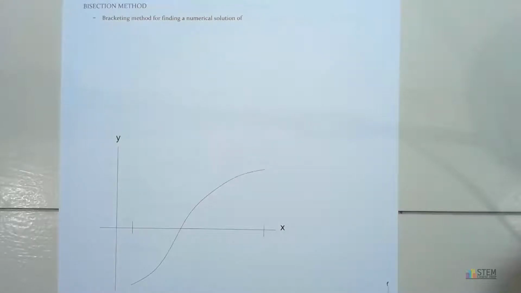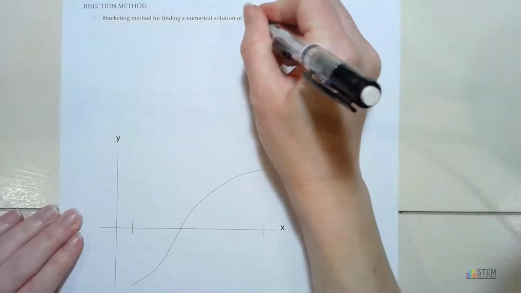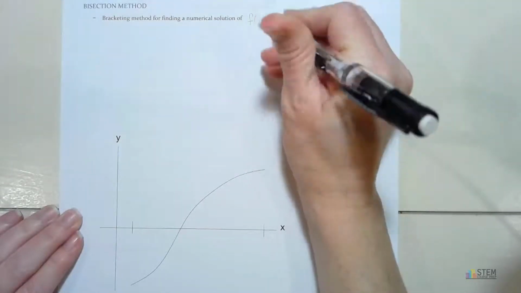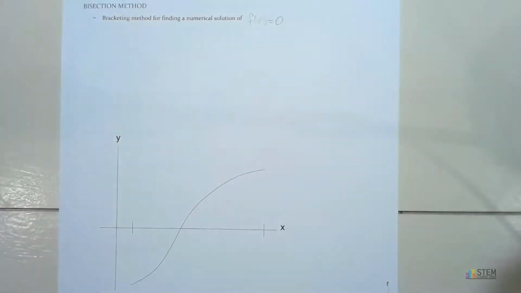Now let's start doing our first method, which is the bisection method. This is going to be a bracketing method that's going to be used to find a numerical solution of something that looks like f of x equal to 0. All right, so that's what we're going to be doing.